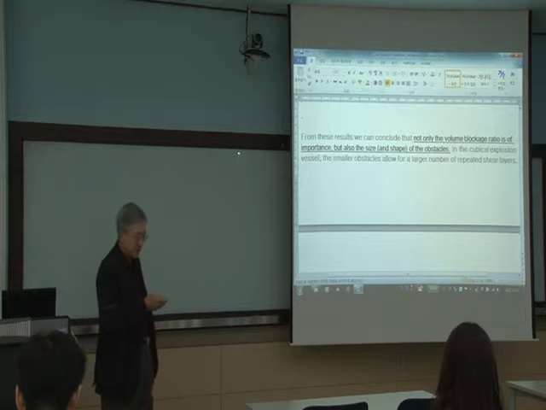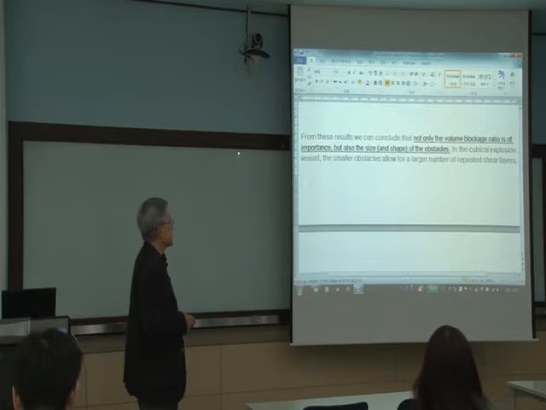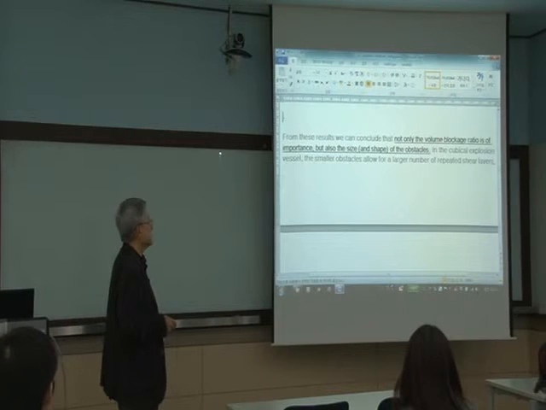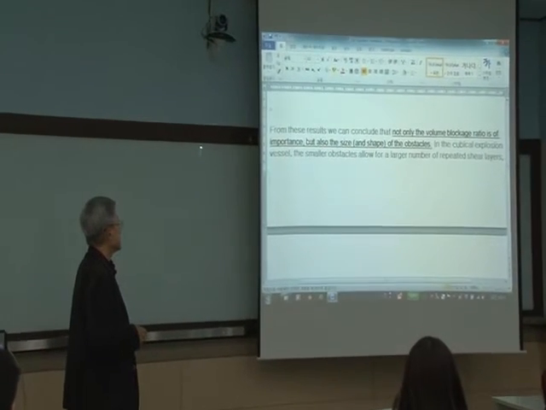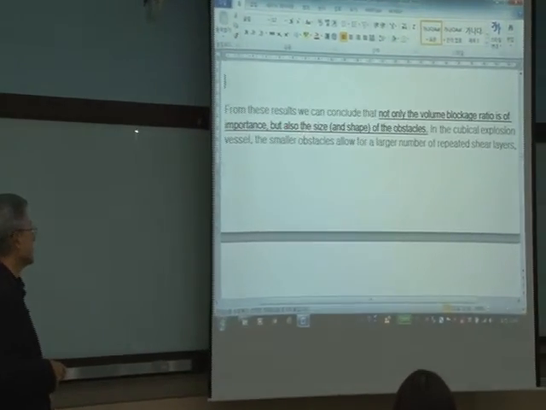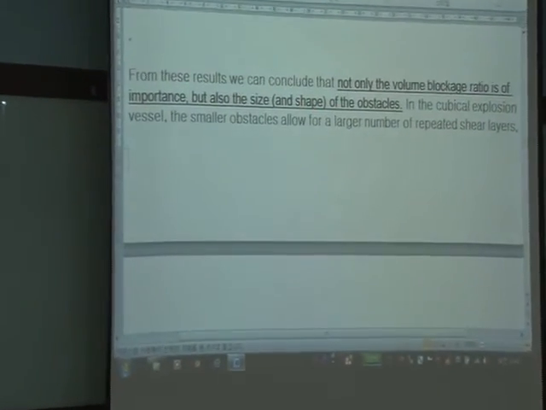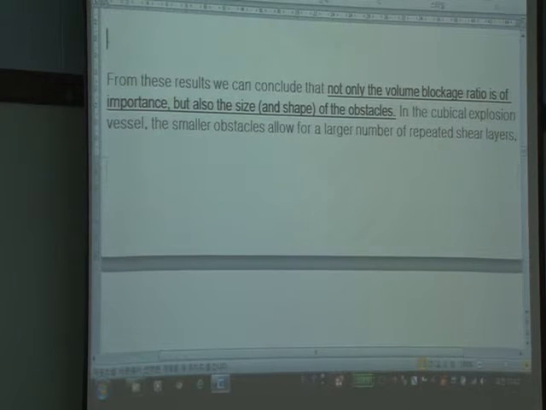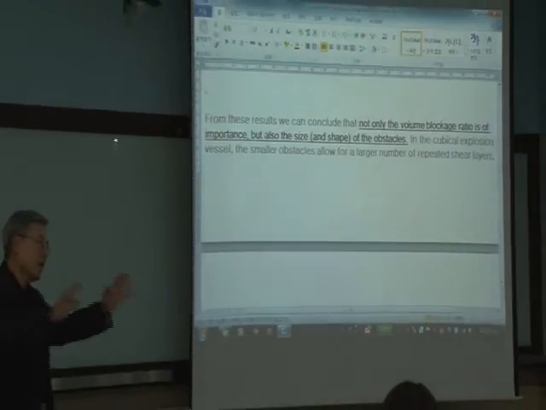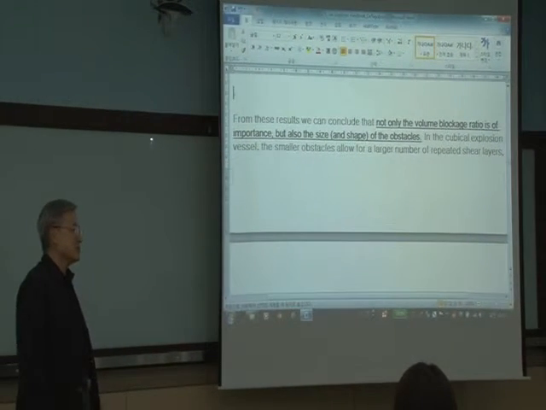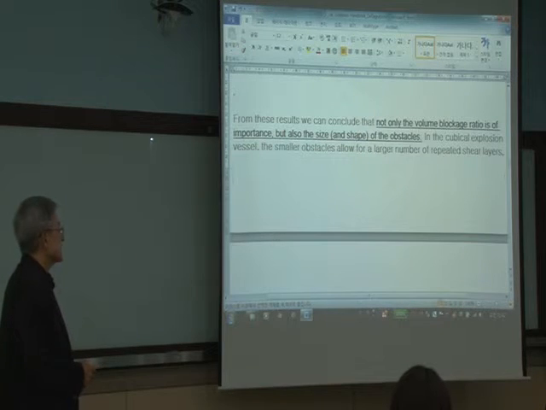So it has a good comment as they conduct the experiment. Not only the volume, the blockage ratio is of importance, but also the size and the shape of the obstacles is also important. Blockage ratio, important. Too many pieces of equipment could block off the passage, very bad. Pressure just rises.